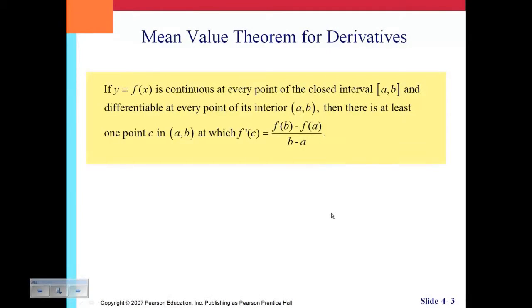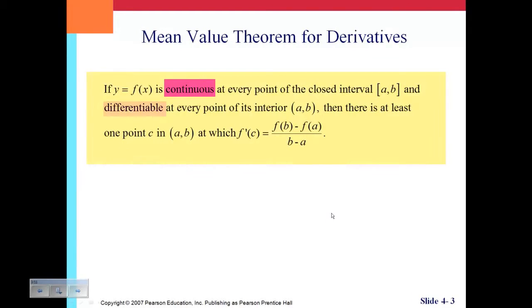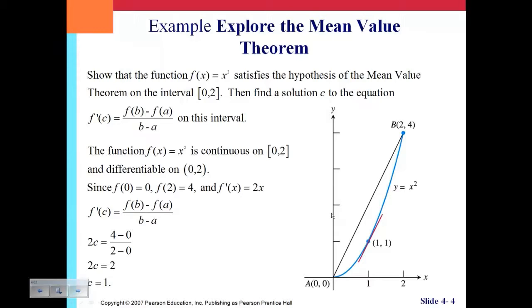The mean value theorem states that if a function is continuous on a closed interval and differentiable on an open interval, then a derivative exists at a point C on the function, such that the derivative is equal to the slope of the secant between points A and B. This is an existence theorem. Looking at this example, we can numerically and graphically demonstrate the mean value theorem for derivatives.